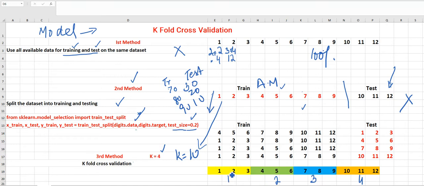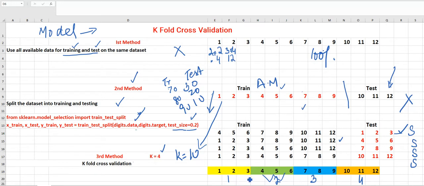Now each and every question has a chance to be included in testing and training. First I use questions 1, 2, 3 as the test and the remaining for training. In the second, questions 4, 5, 6 are the test, and the remaining 1, 2, 3 and 7 to 12 are training, and so on. After this you have to find the score of this model, this model, this model, this model. You have to calculate the score.